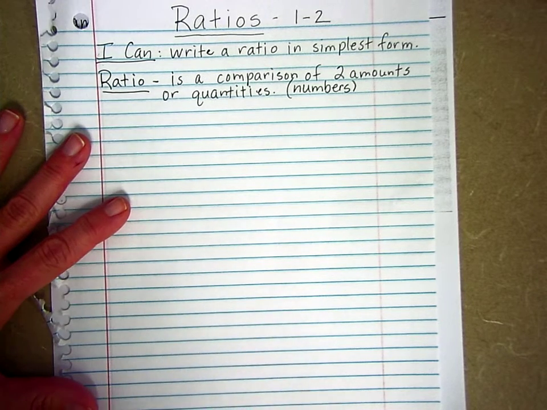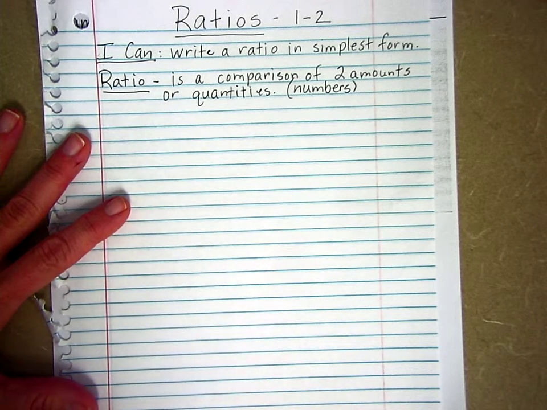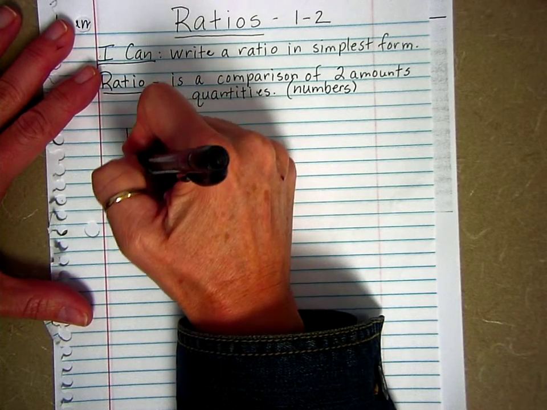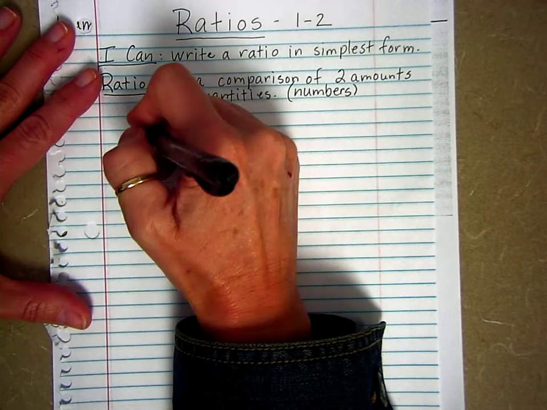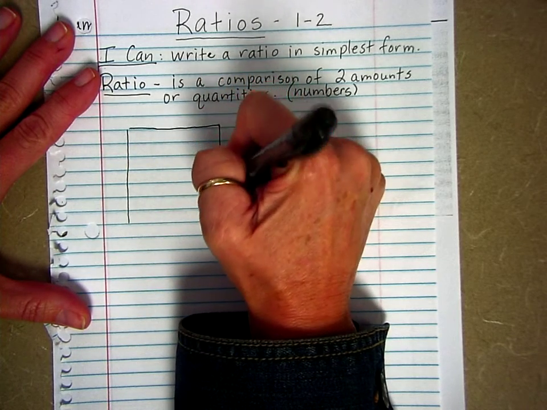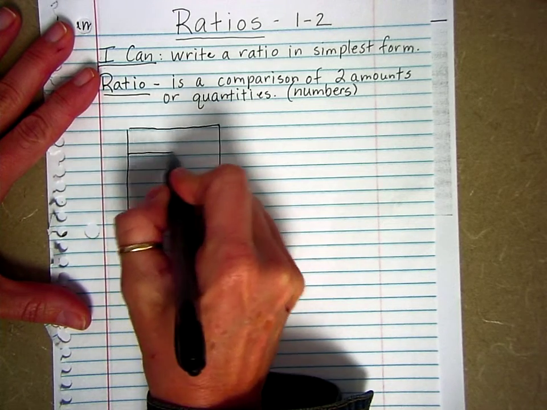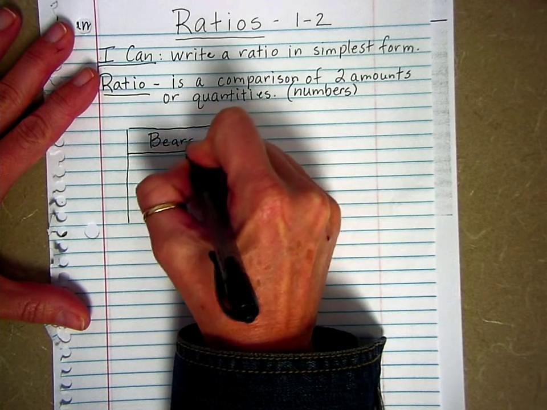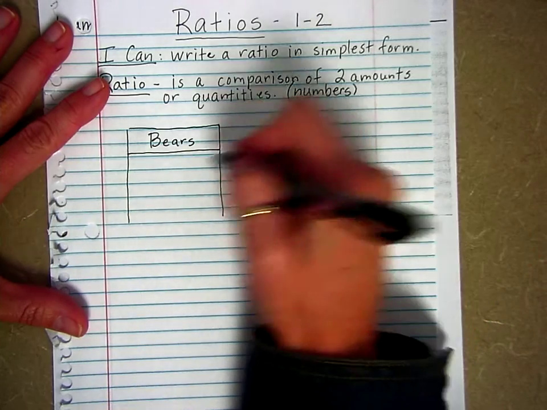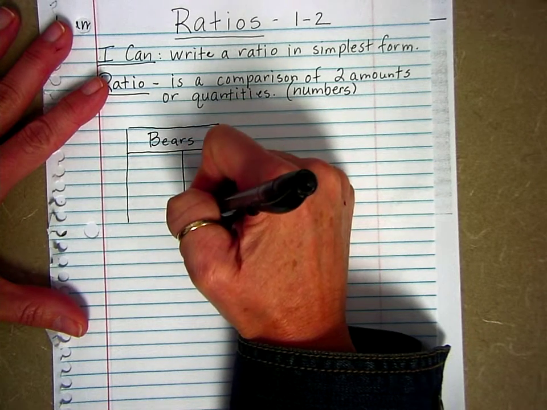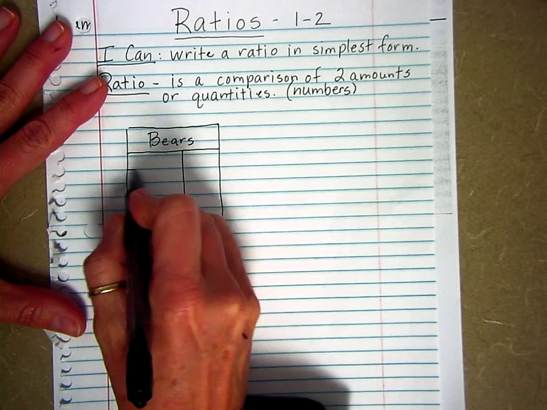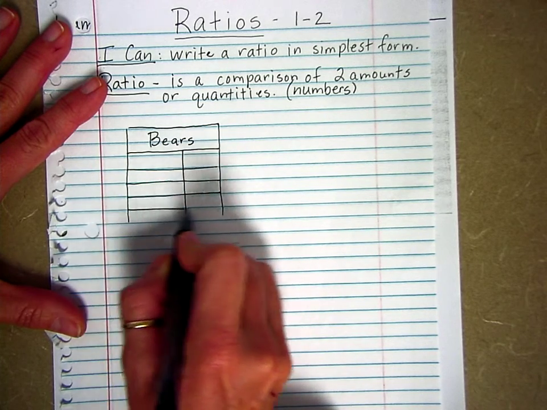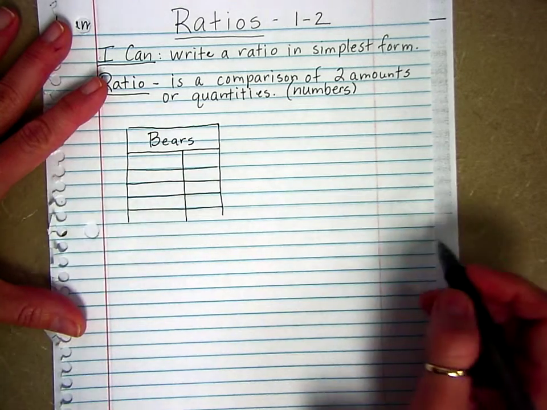All right, we have to draw a table and then we're going to use that table to understand ratios. So let's draw our table. We're going to just kind of use something super simple. We're going to talk about bears, like gummy bears. You guys feel free to stop the video to get everything written.